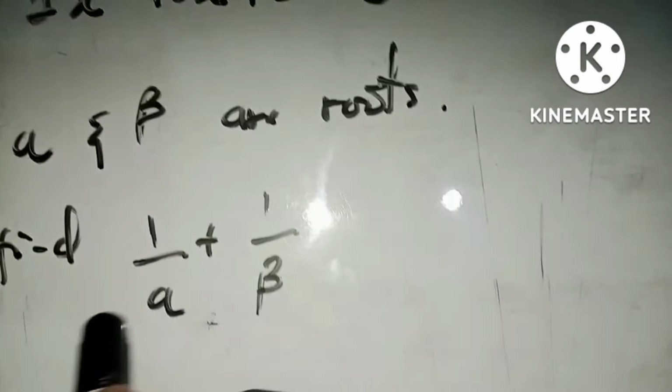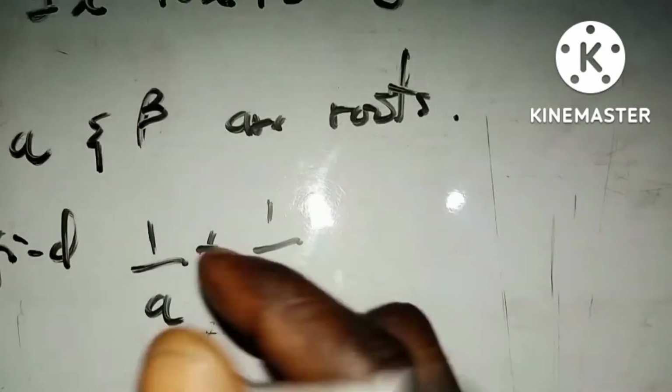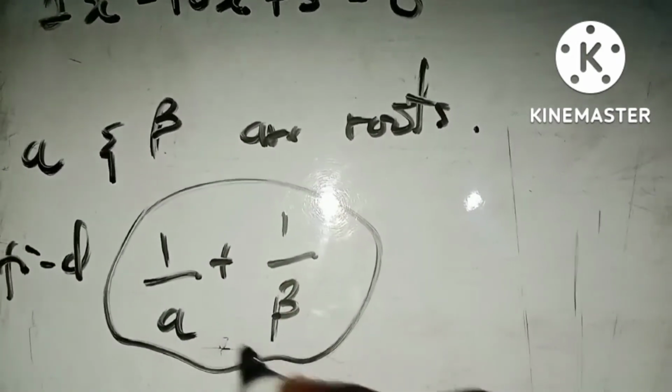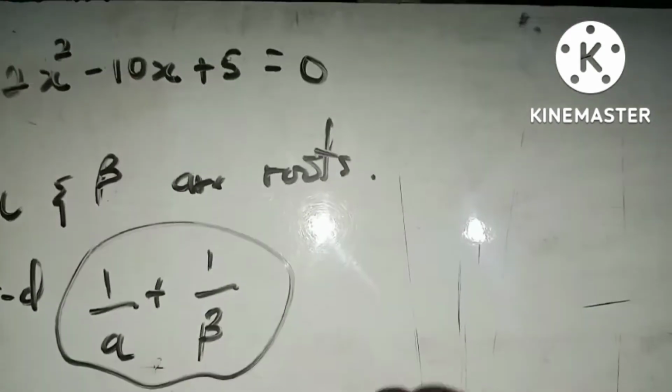Now we have been asked to find what? 1 over alpha plus 1 over beta. This is what they are asking us to find. Is that okay? So we need to determine these two before we can proceed to this point. Now here's the key. Once again, you must know what to use and how to use it.